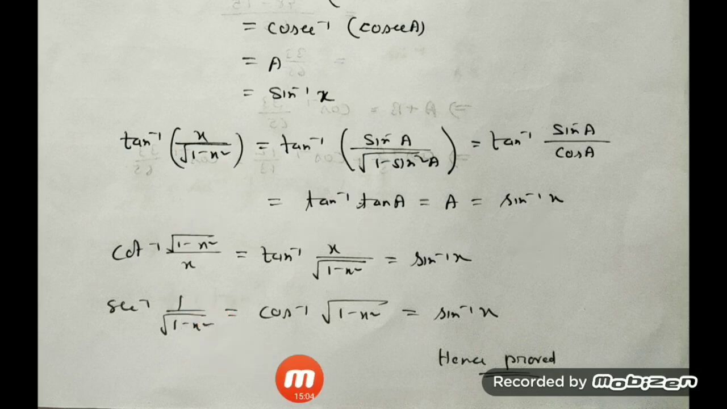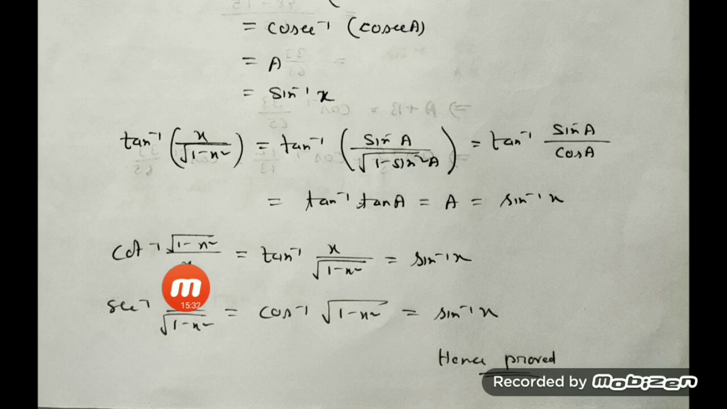You have one result in inverse trigonometry now: tan inverse x equals cot inverse 1 by x, cot inverse x equals tan inverse 1 by x, sec inverse x equals cosec inverse of 1 by x, or cosec inverse x equals sec inverse of 1 by x. Okay, sorry, sec inverse of x equals cos inverse of 1 by x, and cos inverse of x equals sec inverse of 1 by x. Right? That is the formula we are applying.